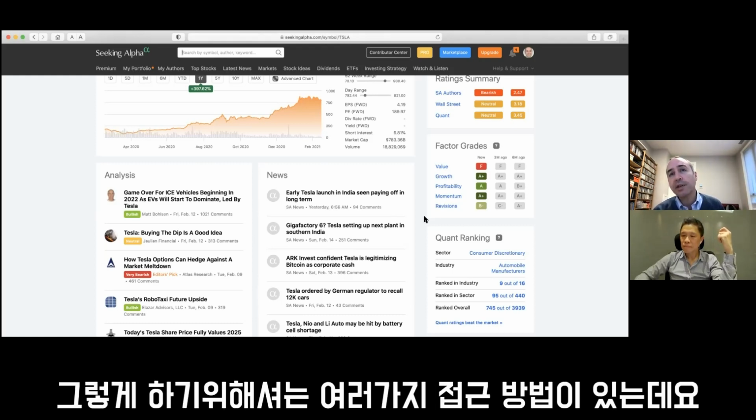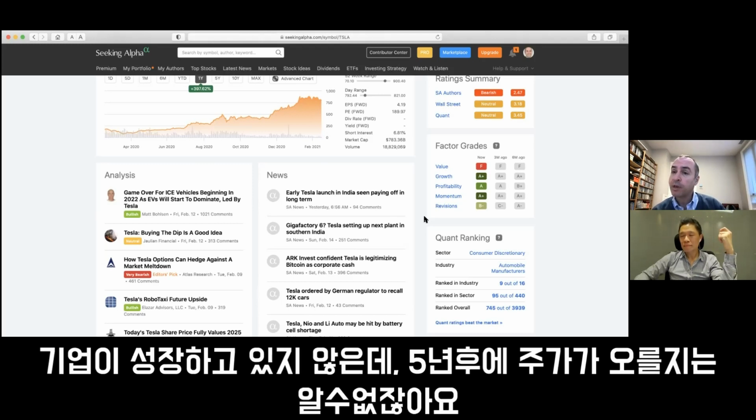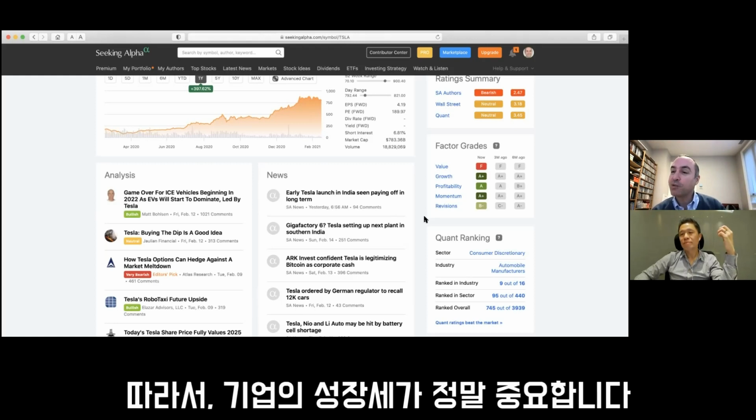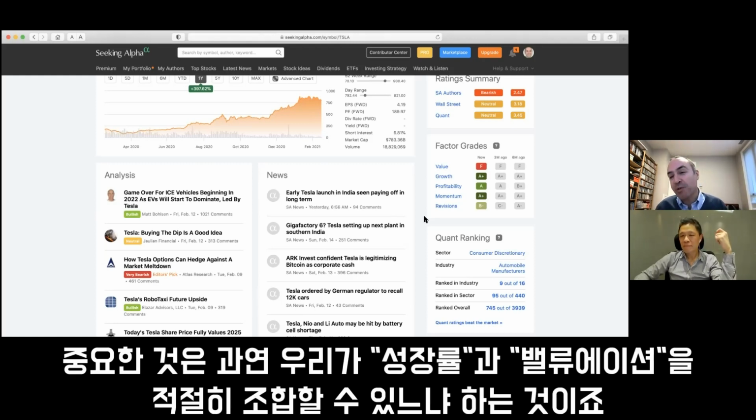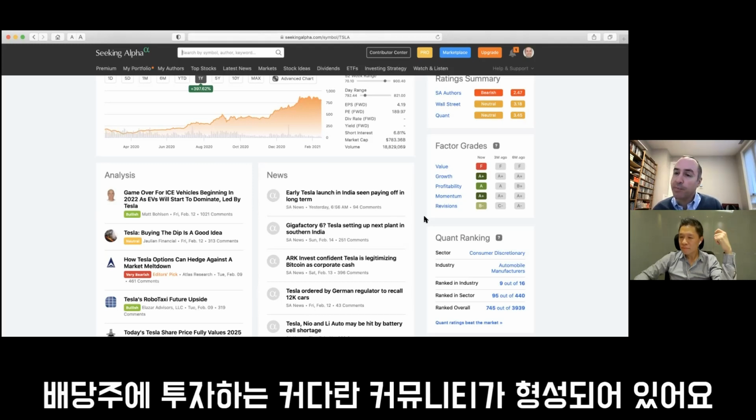And I think there are different approaches for how to do that, but it's very hard simply to buy stocks based on value where the company isn't growing and to do well in 5 years. So growth is really important. The question is whether or not you can combine some degree of growth and value. So for example, on Seeking Alpha, there's a very large community of dividend growth investors.